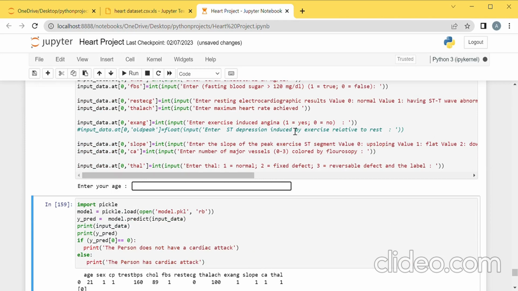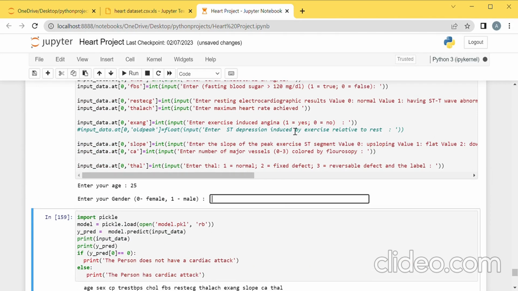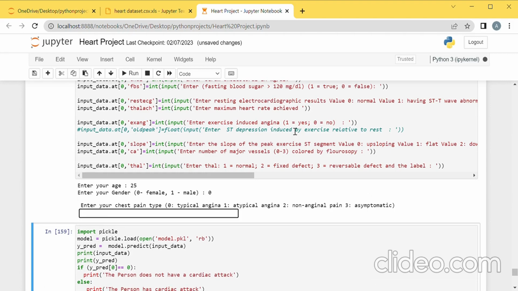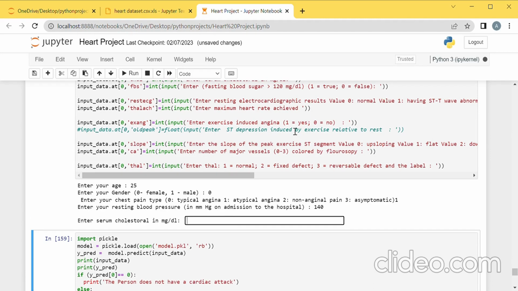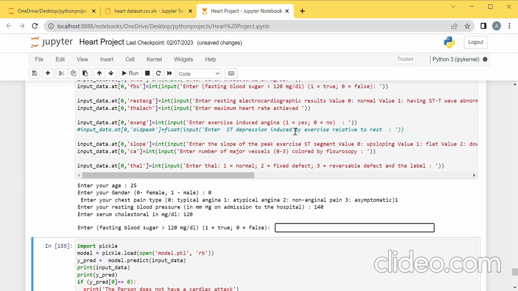Let's say the patient's age is around 25, gender female, and chest pain type 1, atypical angina. Their resting blood pressure, let's say it's around 140, and their cholesterol level, let's say it is like 120. And fasting blood sugar above 120 mg/dl or not, true or false. Let's say it's false.